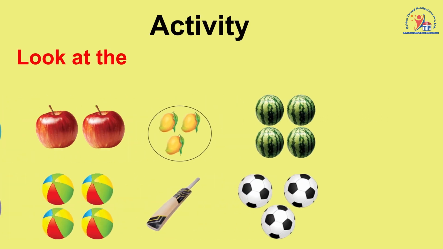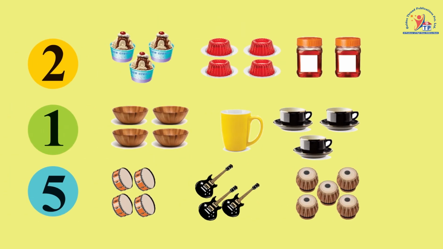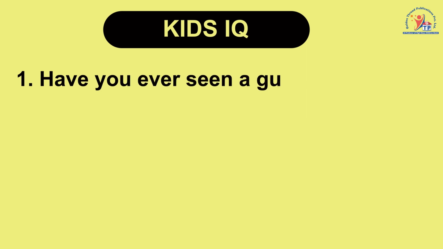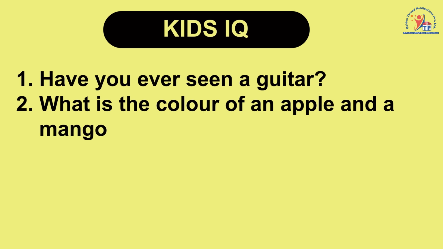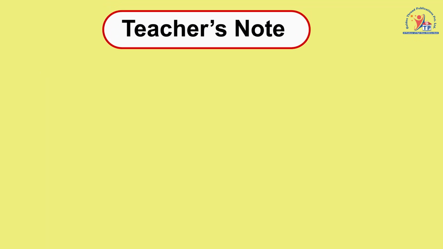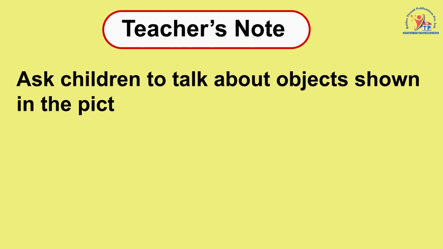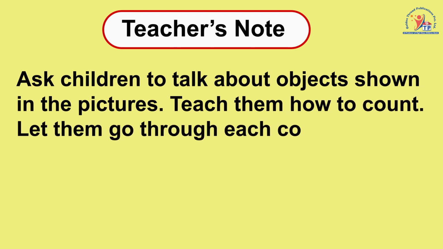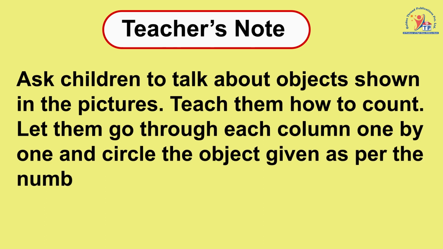Activity: look at the number and circle the correct set of objects. Kids IQ. 1. Have you ever seen a guitar? 2. What is the color of an apple and a mango? 3. Do you like to eat jam and ice cream? Teachers, note: ask children to talk about objects shown in the pictures. Teach them how to count. Let them go through each column one by one and circle the object given as per the number.